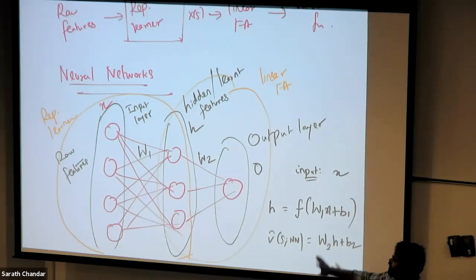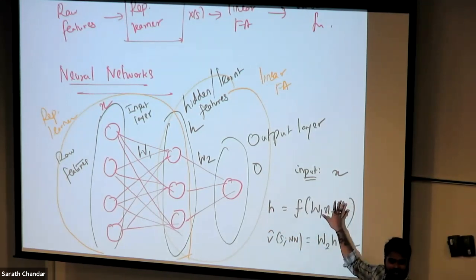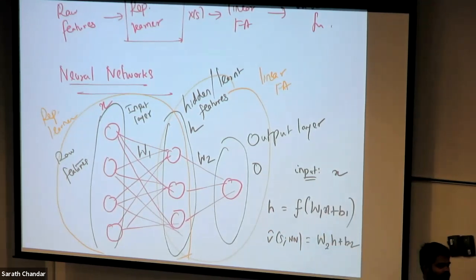So we have our feature construction here, but this construction now has parameters W1 and B1. This W1 and B1 is going to decide how my features are going to be constructed. Now I can actually learn this W1 and B1 by just doing gradient descent with my value function loss, right? Is that clear? Any questions? Any questions in the chat?